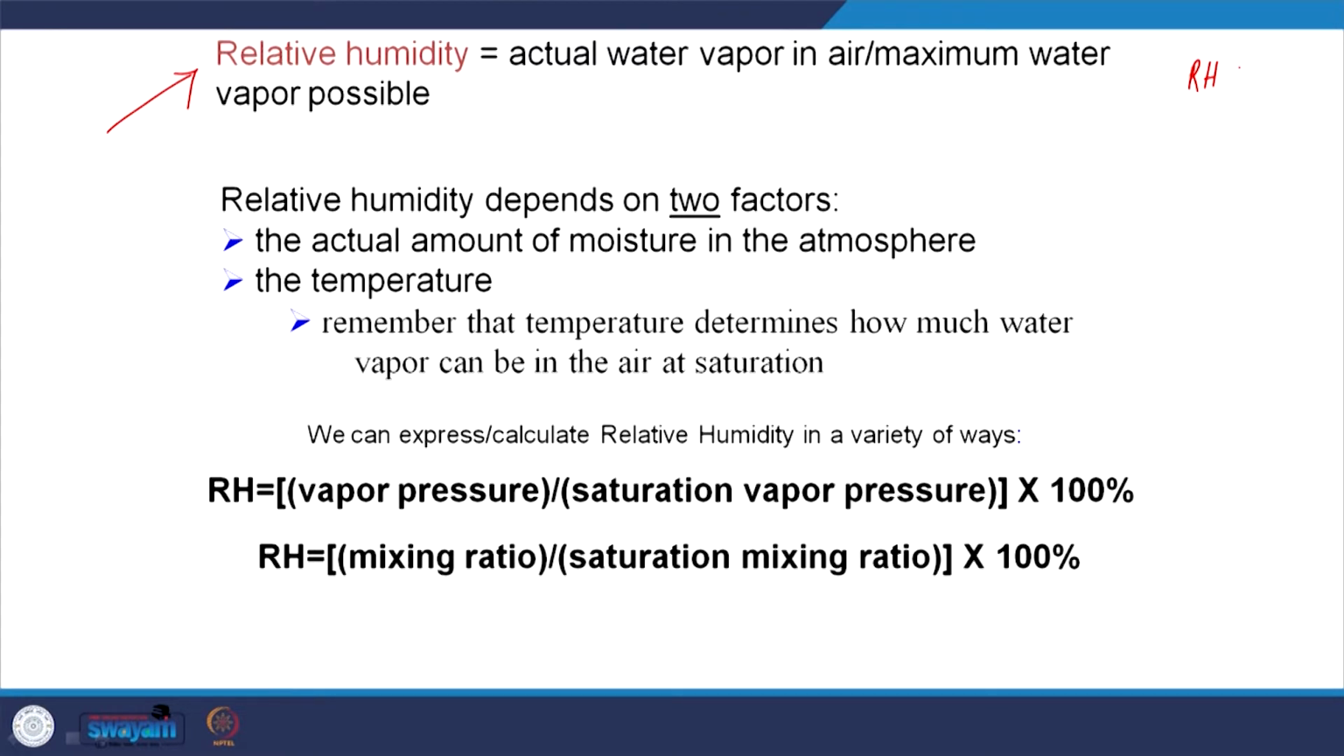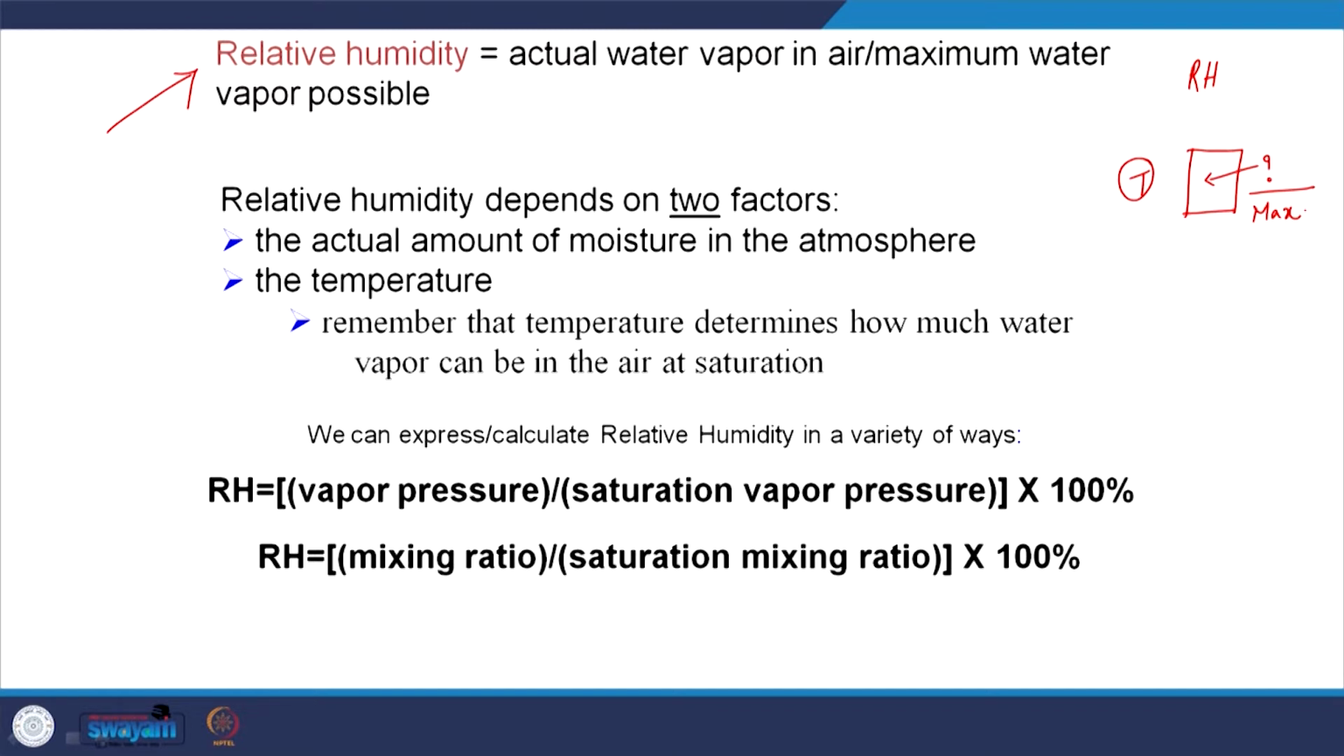So, relative humidity, let us say you consider an air parcel. Now, you define the temperature at which this air parcel is present. Let us say you fix this temperature. Then at this temperature, what is the amount of water vapor that is existing at a particular point of time with respect to the maximum amount of water vapor that this air parcel can contain. The ratio of these two parameters will give you relative humidity.